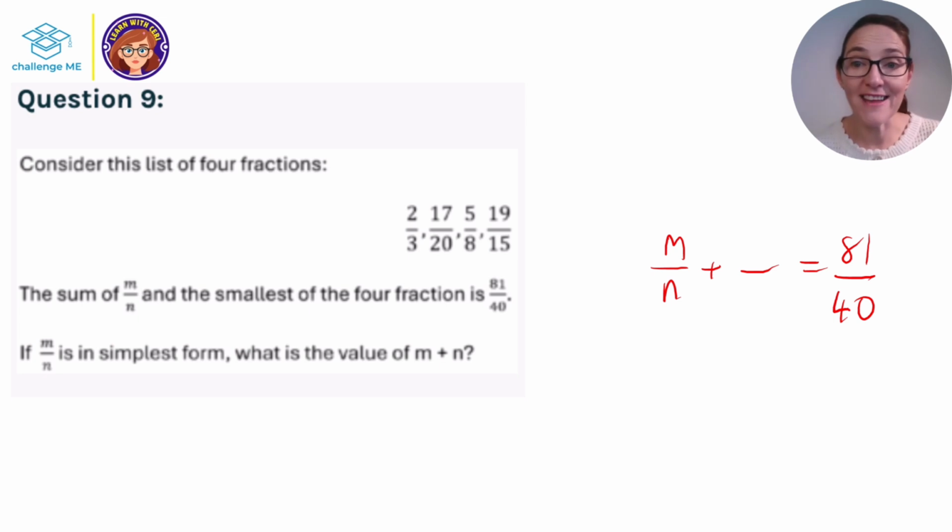So once we get m over n, we've then got to do an add. Right, so the first challenge is which one is the smallest of the 4? Well, we can rule out this one because it's greater than a whole. Let's compare these two by putting them both over 60, just a common denominator. So multiplying the first fraction by 20 gives me 40 over 60 for 2/3, and multiplying the second fraction by 3, I get 51 over 60. So this one is larger.